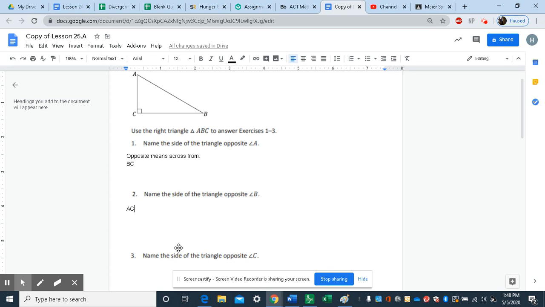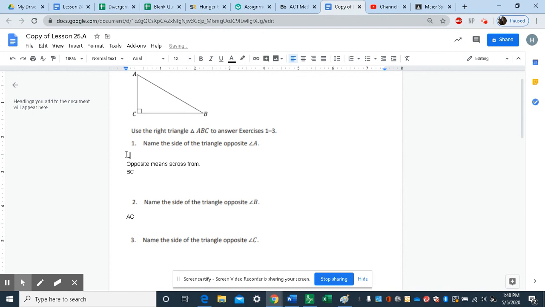Okay. Now we're going to go to angle C, which is in the bottom left. Again, first locate the angle. I'm going to write that down: locate the angle first, and then go across the triangle. So the side of the triangle opposite C, we see C in the bottom left corner, so we go across and we see that it's side AB. The side across from angle C is side AB.